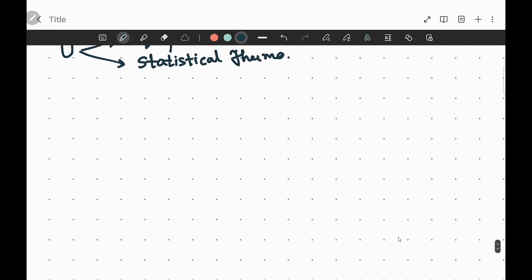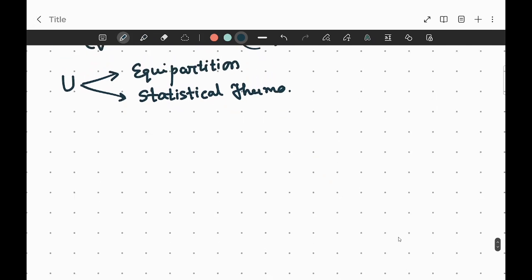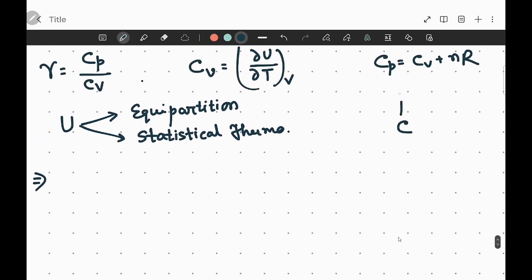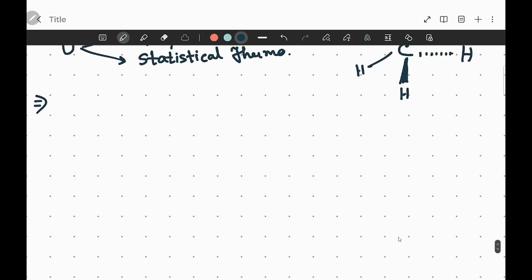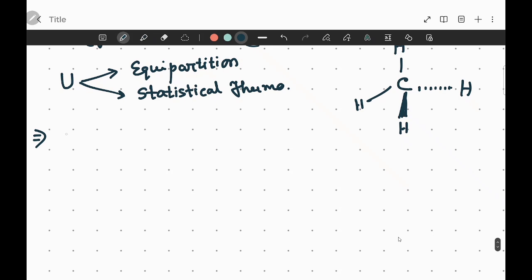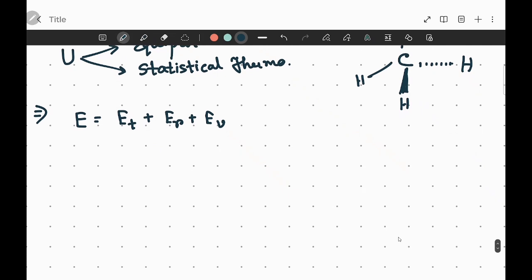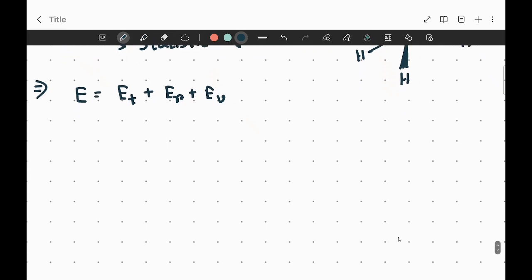Okay. So first, if you consider it from equipartition, then how you can calculate for methane gas, CH4? Adding all the degrees of freedom. Which degrees of freedom will be there? Translational, rotational, and vibrational. Yes, you are correct. E will be translational energy plus rotational energy plus vibrational energy. Electronic we are not considering here because electronic motion is not there. Okay. So ET, ER, EV.